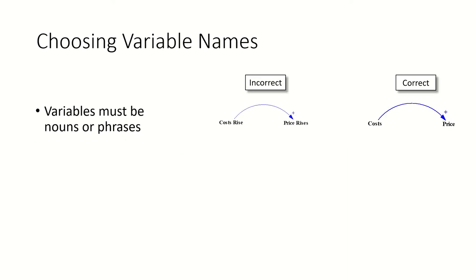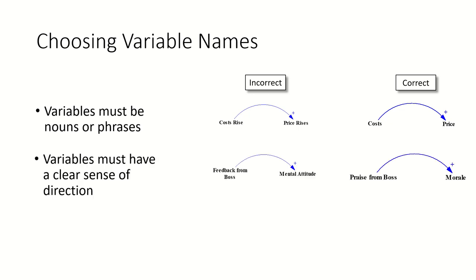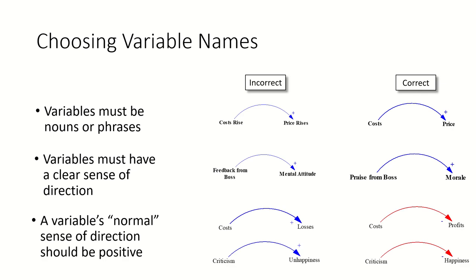The choosing variable names, remember the noun phrases stuff. So I could ask you about good variable names versus bad variable names. Variables should be noun phrases, variables should have a clear sense of direction, and the normal sense of direction should be positive. And so we gave examples of that. You don't want to say costs rise, you just want to say costs. Rather than saying feedback from boss, you'd like to be specific and say praise.